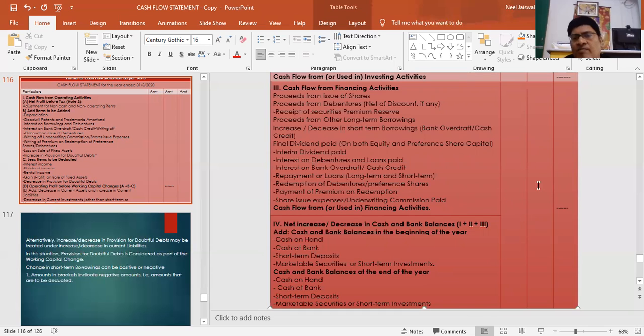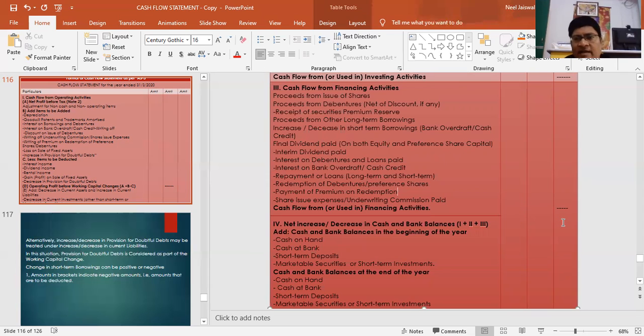From the plus and minus, we get a net figure, and that net figure we have written in the third column as cash flow from or used in financing activities. So we have cash flow from financing activity, cash flow from investing activity, and cash flow from operating activities. These three figures of the third column we will add, and we get the last column, that is net increase or decrease in cash and bank balance. 1 plus 2 plus 3, we add these three and get that balance.